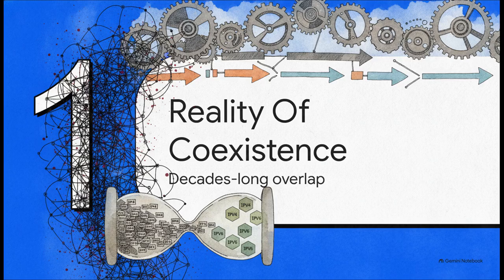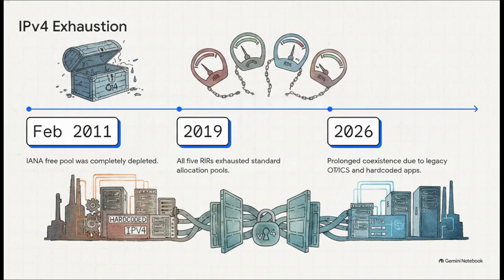Section 1. The reality of coexistence. Why legacy systems force a decades-long overlap. We really need to fundamentally accept that IPv4 address exhaustion is no longer just a warning, it is a concluded event. To put the timeline into perspective, the IANA free pool was totally depleted way back in February 2011. That's a lifetime ago in tech. By 2019, all 5 regional internet registries had exhausted their standard allocation pools. You literally cannot get new public IPv4 allocations through normal channels anymore.